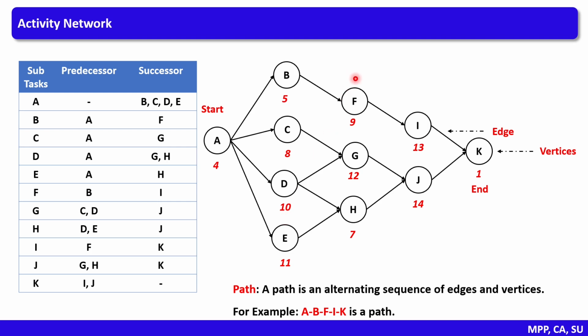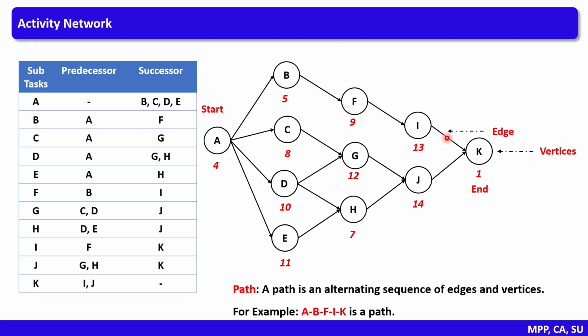Likewise, F has a predecessor as B and successor as I. G has predecessor as C and D and successor as J. H has a predecessor as D and E and successor as J. I has predecessor as F and successor as K. J has predecessor as G and H and successor as K. Here, the vertex of the network represents the tasks and the transition, that is the edge, represents the dependency.